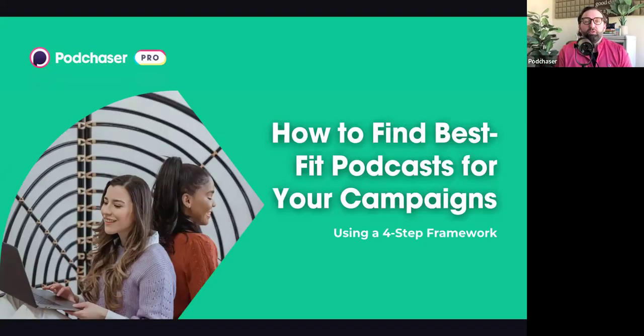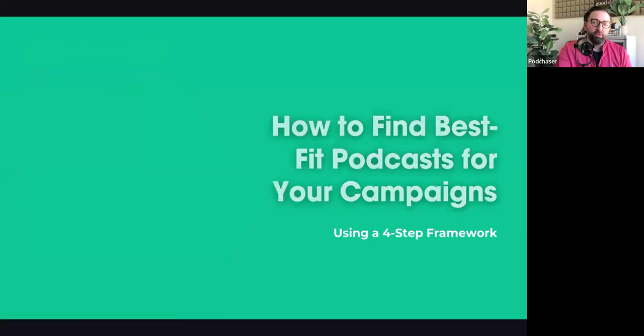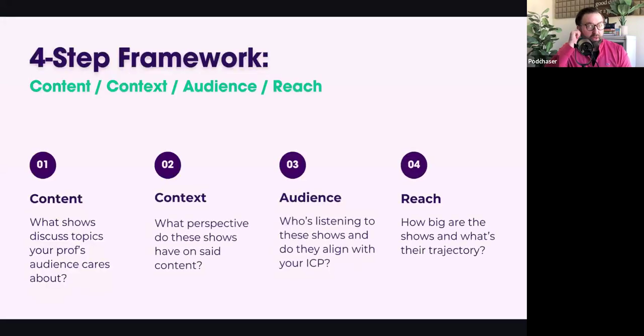So we like to start with what we call our content, context, audience, and reach framework. And this is going to help us find best fit shows based on four key criteria. So the first is going to be content. We want to understand which shows are talking about topics that are relevant or germane to our guests' areas of interest or expertise. Context, we want to unpack what kind of perspective these shows have on said content.